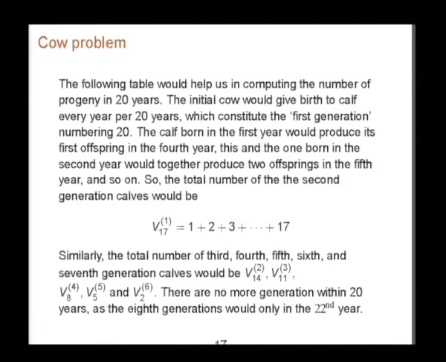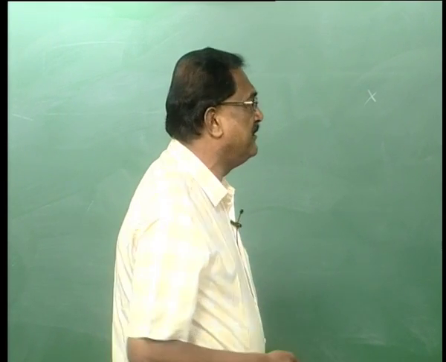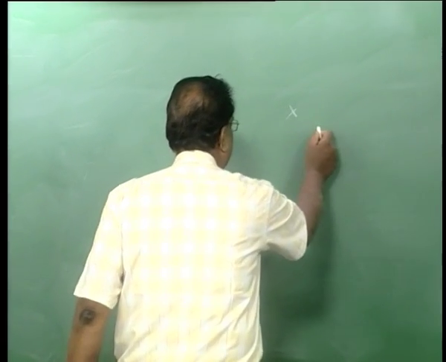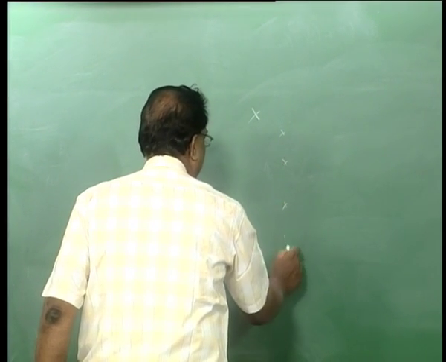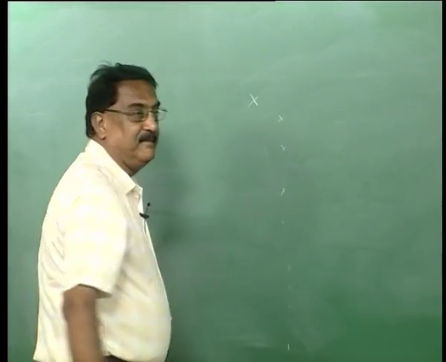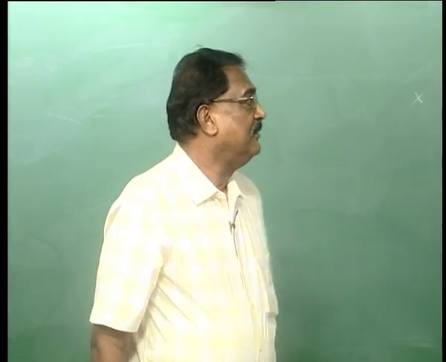So let us understand it. I will just explain this slide before giving the table. See, one cow is there, the initial cow, or some primordial cow, let us say. Every year it is giving birth to one calf. You will assume that it is a female calf only. Every year it is giving one calf. So for 20 years, we are discussing that.